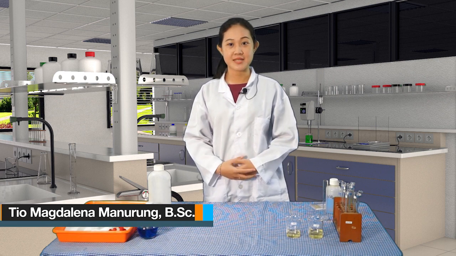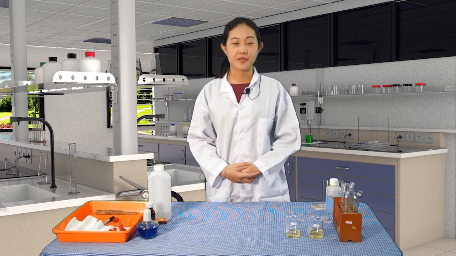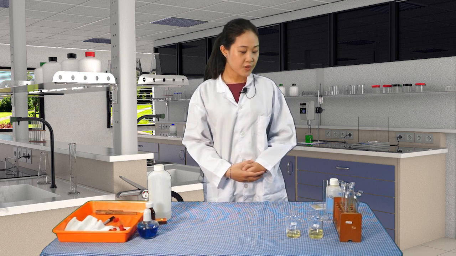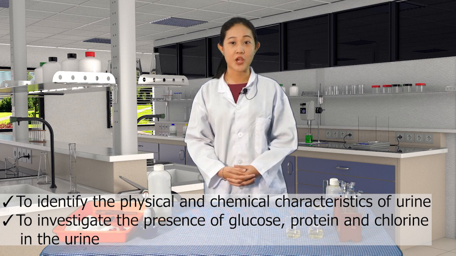Students, today, as you can see here, I'm going to present a demonstration about a urine test for our chapter on the excretory system. Before anything else, let me tell you the aim of our demonstration. In this experiment, we are going to identify the physical and chemical characteristics of urine, and we are going to check the qualitative tests for the presence of protein, glucose, and chlorine.